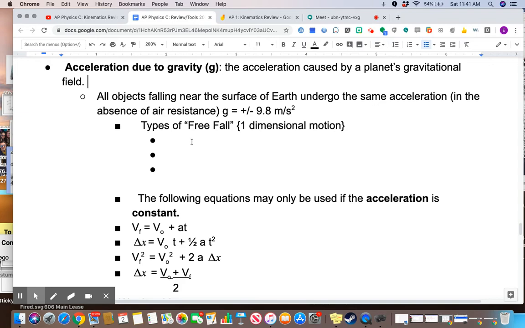So if there's no drag force, F sub D equals negative kV or negative bV, if they don't give you that, then there's no air resistance. Okay, so if it doesn't specifically say that there's air resistance, you assume that there is none.